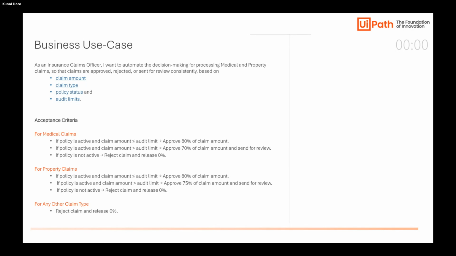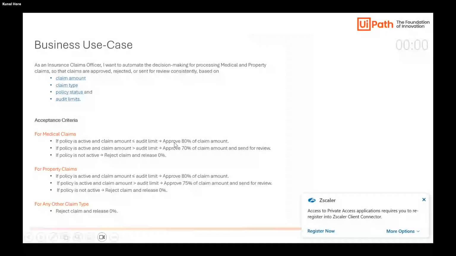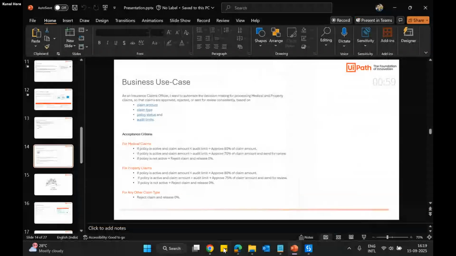So, as you know, there are four inputs and different criteria. If I need to do the same thing in UiPath in a traditional way, you can understand that there will be many nested if conditions and other things. But now I'm going to handle all of this in one single DMN table, and let's see how to do that. Keeping this business use case in mind, let's go to DMN.